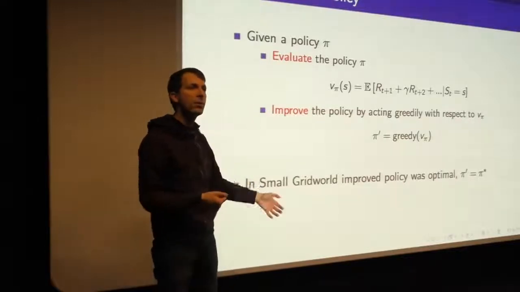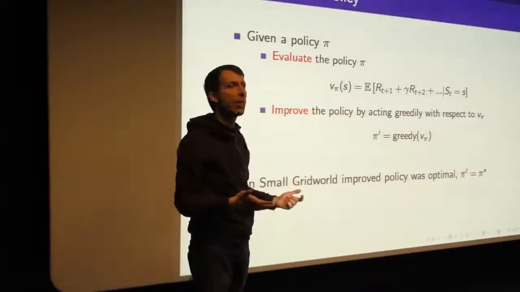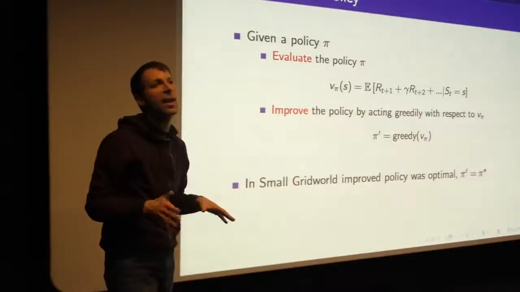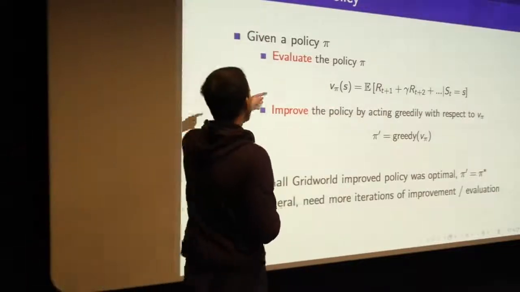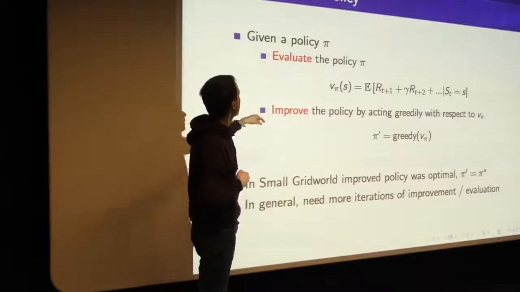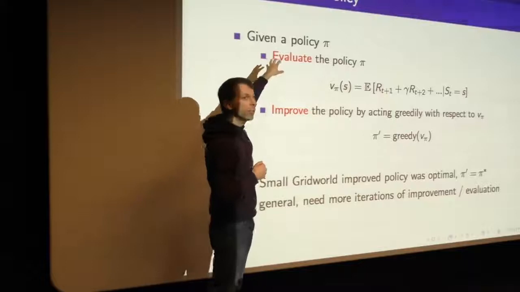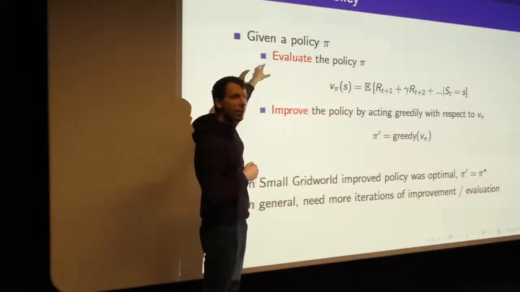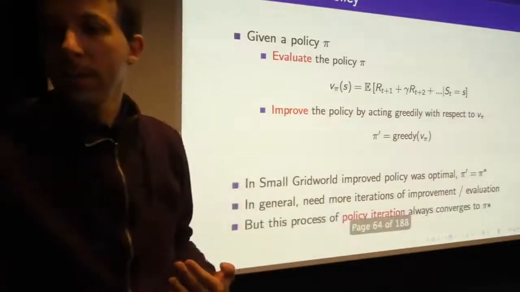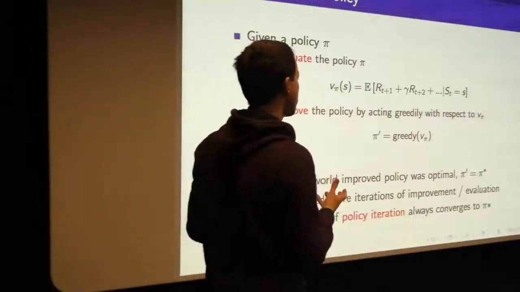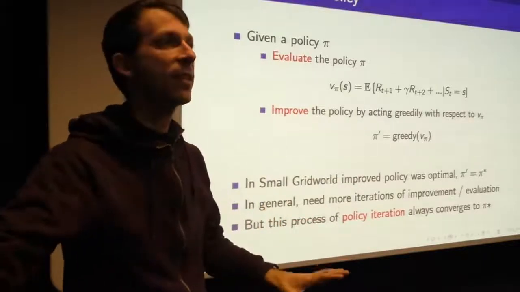And in the small grid world, that was enough. If you went all the way to the bottom of the left column and then acted greedily, that already gave us the optimal policy. That isn't normally the case in more interesting problems. But what is the case is that you can go round and round this process iteratively. You can start with a policy, evaluate that policy, improve it, evaluate your new policy, improve it, evaluate that policy, improve it, and eventually what we'll see is that this process always converges to the optimal policy. We'll see why in a second, but first I just want to give a bit more intuition.